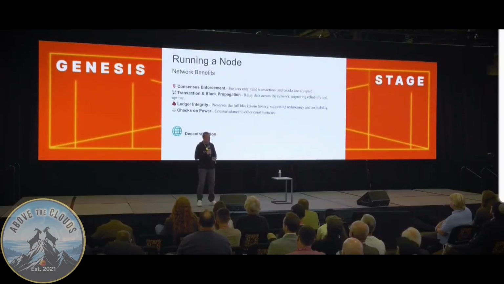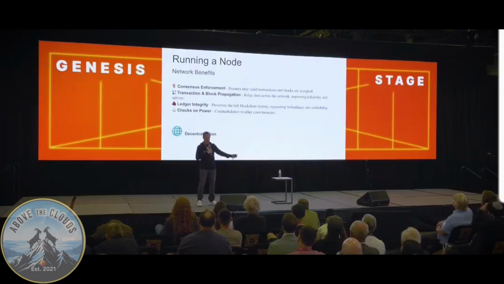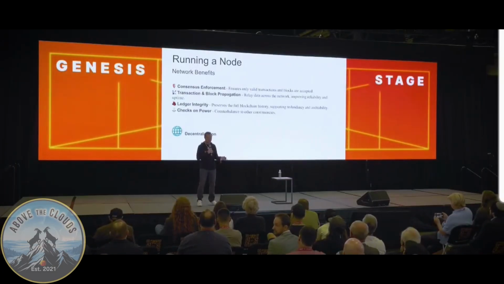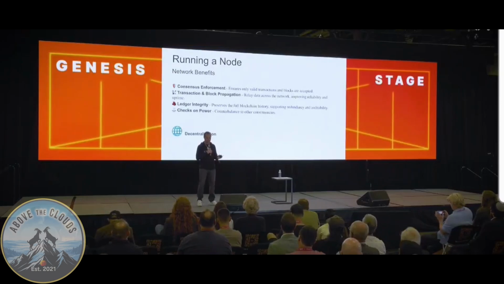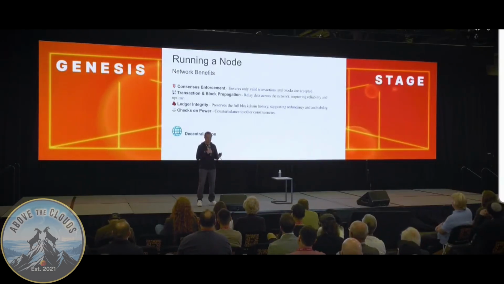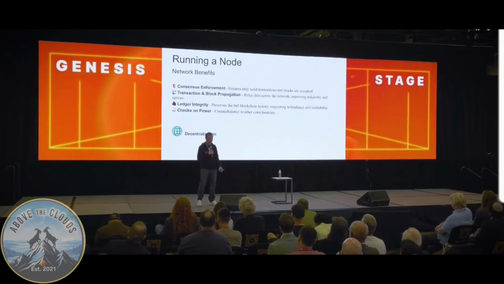Second benefit of running a node is that you are benefiting the network, okay? You're not just benefiting yourself in all the ways that I listed, you are also benefiting the network as a whole. You are enforcing consensus. You're making sure that all transactions and blocks that anyone would attempt to create are valid and conforming to the rules. Otherwise, you ban them. It's a very important service.